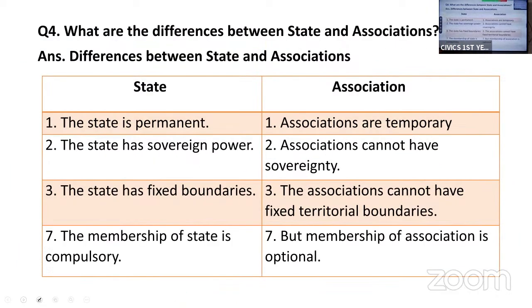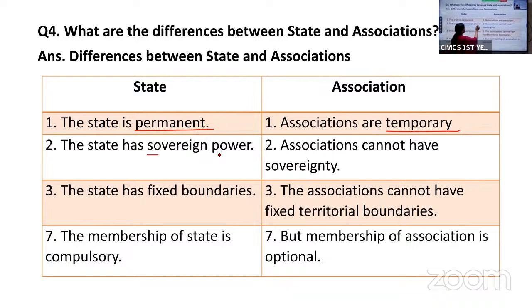State and association. So we know state is a political organization. It is permanent. Once a state is formed, it is always there. But association, what is association? Association is a group of people. They work for the welfare of that particular group. So association is temporary. State is permanent, association is temporary.